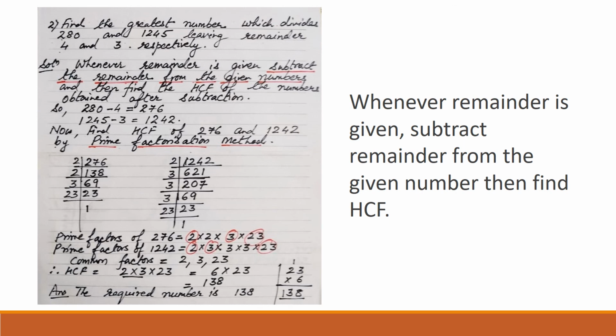and the prime factors of 1242 are 2 into 3 into 3 into 3 into 23. Now the common factors: 1 times 2, 1 times 3 and 1 times 23. So 2, 3, 23 are the common factors. Now highest common factor is the product of the common factors. So 2 into 3 into 23, 6 into 23. So that will be 138. So the required number is 138.